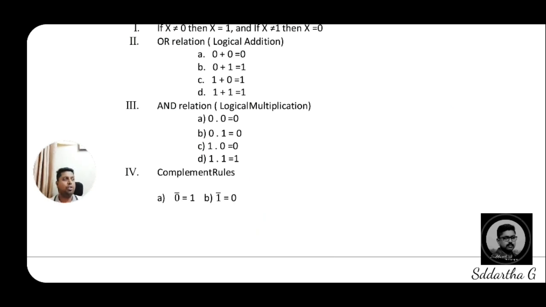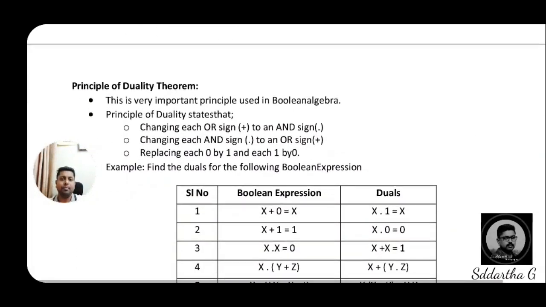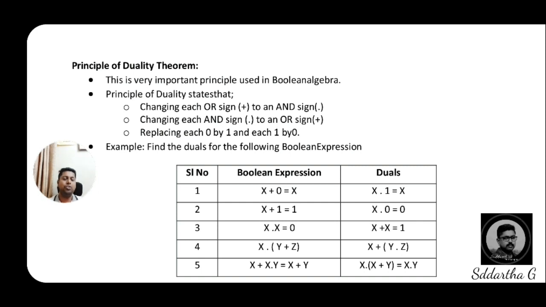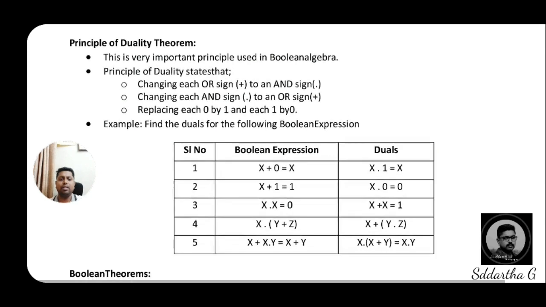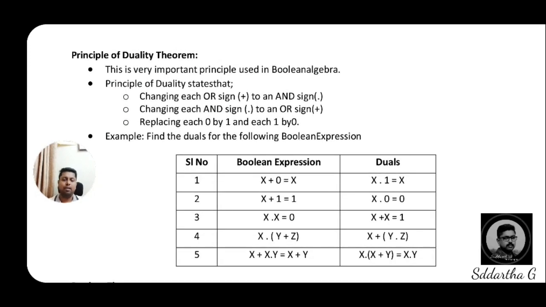Now we are going to the next property, that is the principle of duality theorem. This is a very important theorem to solve some complex problems in this chapter. This is a very important principle used in Boolean algebra. Now the definition, the statement of the principle of duality.